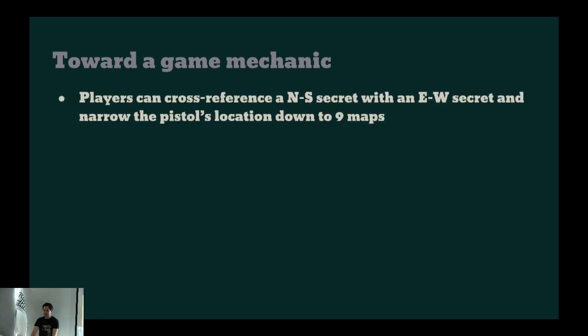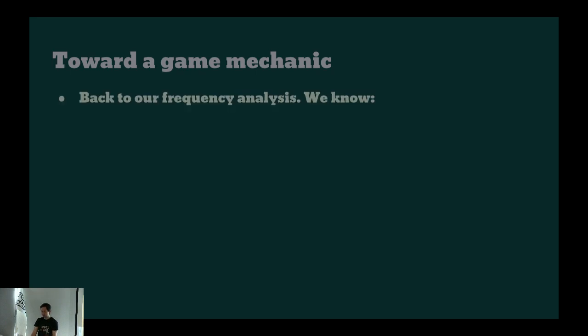So a savvy player can go to the library, do some research, find a north-south secret, and cross-reference it with an east-west secret. They're able to narrow down the location of the pistol to one of the world map tiles, which is just 9 maps, an amount that you can reasonably explore.